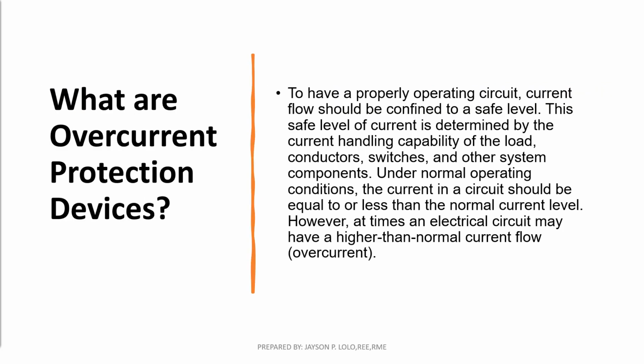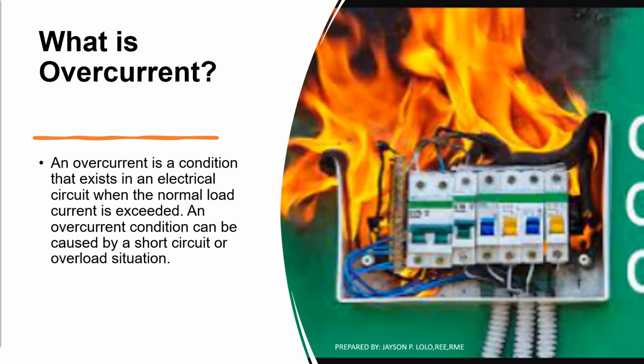What are overcurrent protection devices? To have a properly operating circuit, current flow should be confined to a safe level. Under normal operating conditions, the current in a circuit should be equal to or less than the normal current level. However, at times an electric circuit may have a higher than normal current flow, which is also referred to as overcurrent.